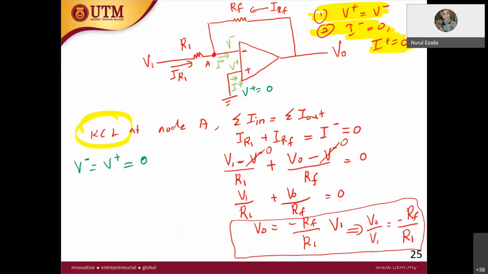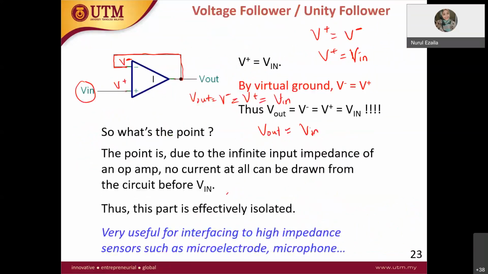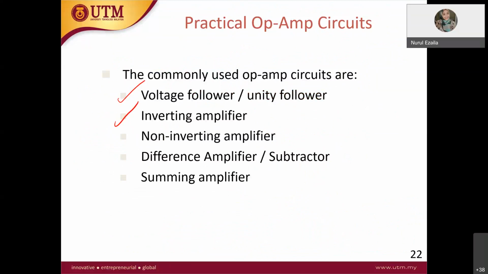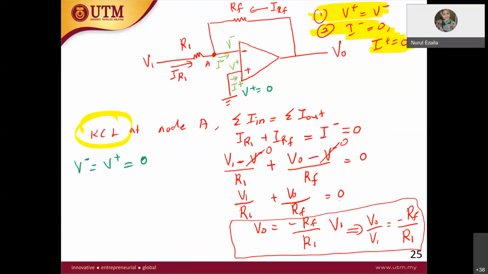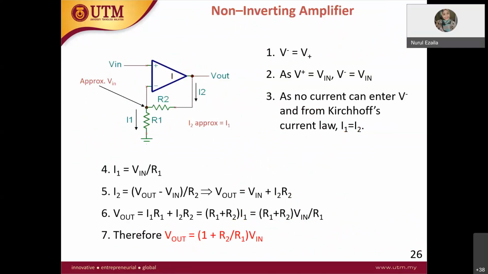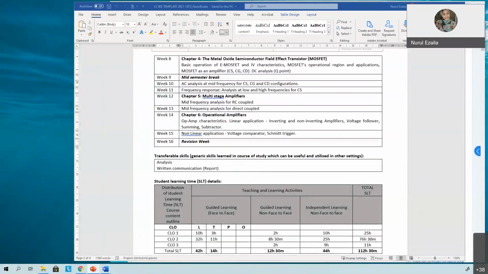Okay, so the next one is the non-inverting amplifier. We will derive all first and then we will look at the example.